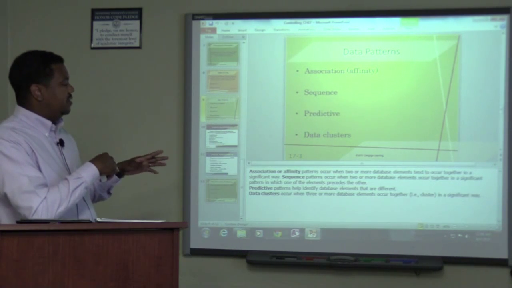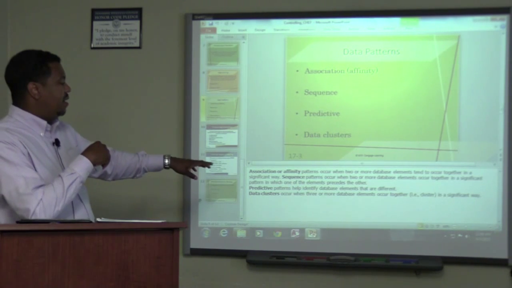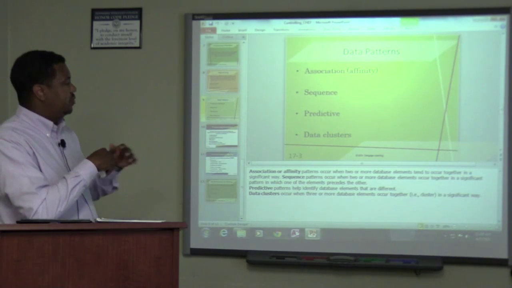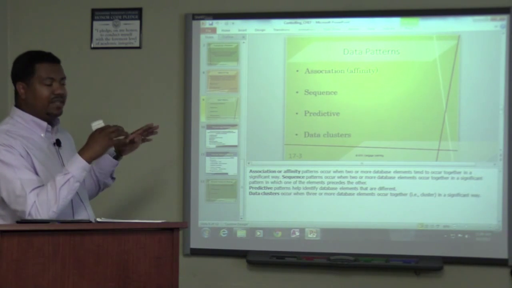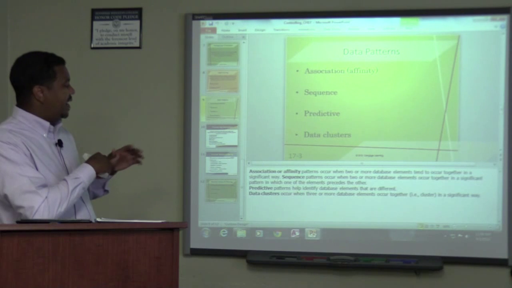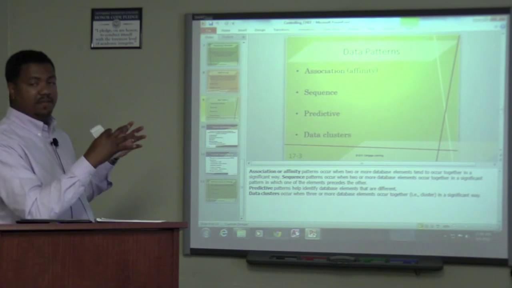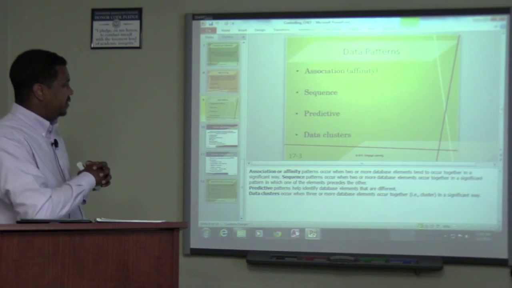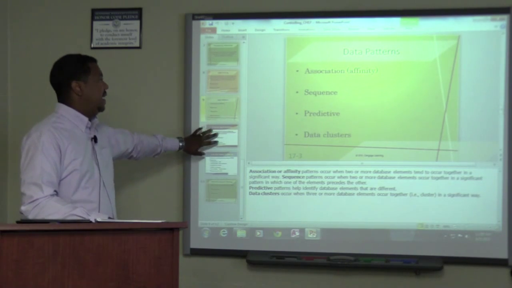We see a sequence of two or more data elements coming together in a significant pattern, from one element or procedure to another. Predictive is this pattern of identifying elements that are actually different. And then of course data clustering occurs when three or more database elements occur together in a significant way, a cluster response. So this is a good way to think about what can happen from our data mining.